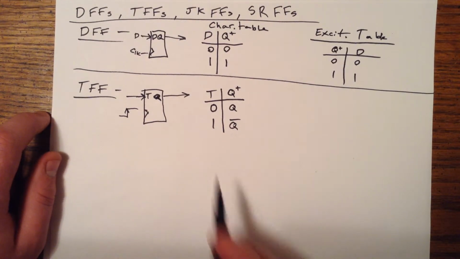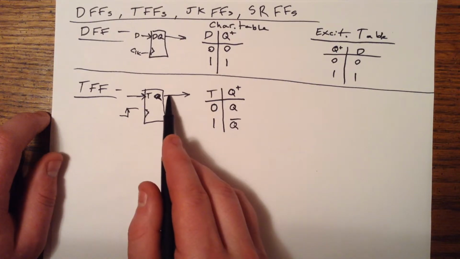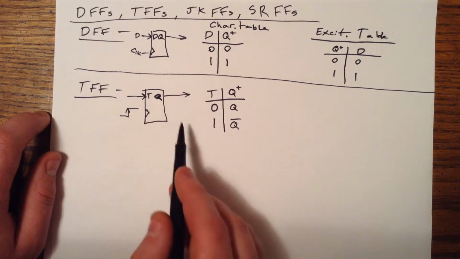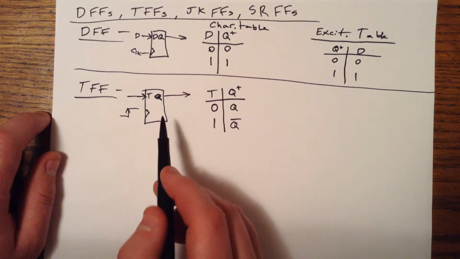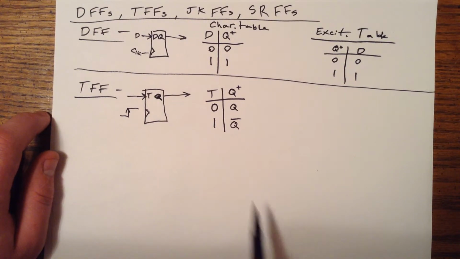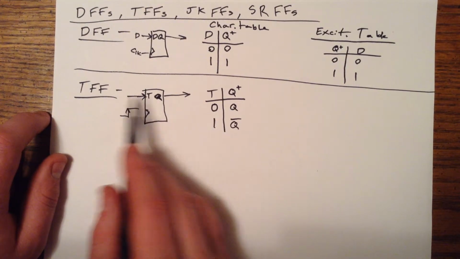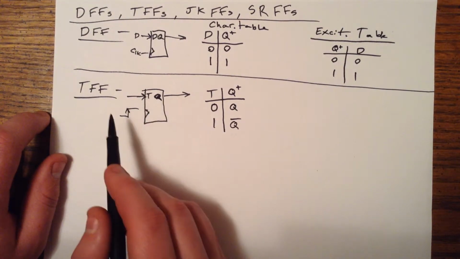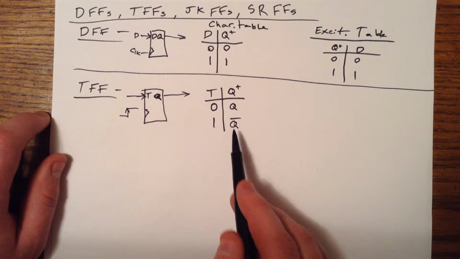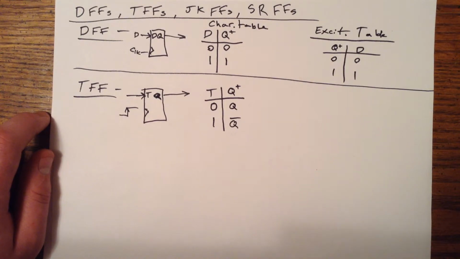So that's all it does, it nots the output. So if I have a 0 here and I get a 1 in on the T, then it will change it from a 0 to a 1, or change it from a 1 to a 0. Now if I have a 0 coming in, absolutely no change happens, it doesn't even matter. But with the T flip-flop, just remember that the 1 means it changes the output from a 1 to a 0, or a 0 to a 1.